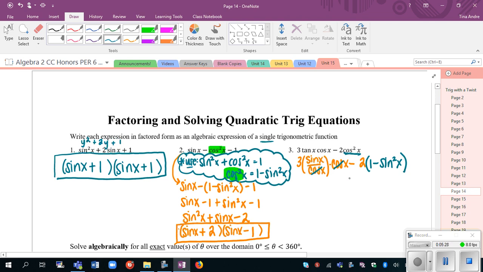And then from there, now I can simplify this. And again, I knew to do the sine squared and not leave it as cosine squared because my cosines canceled. So now I have 3 times sine of x minus, I'm going to distribute this out, so minus 2 plus 2 sine squared of x. Get this in standard form. So 2 sine squared of x plus 3 sine of x minus 2.